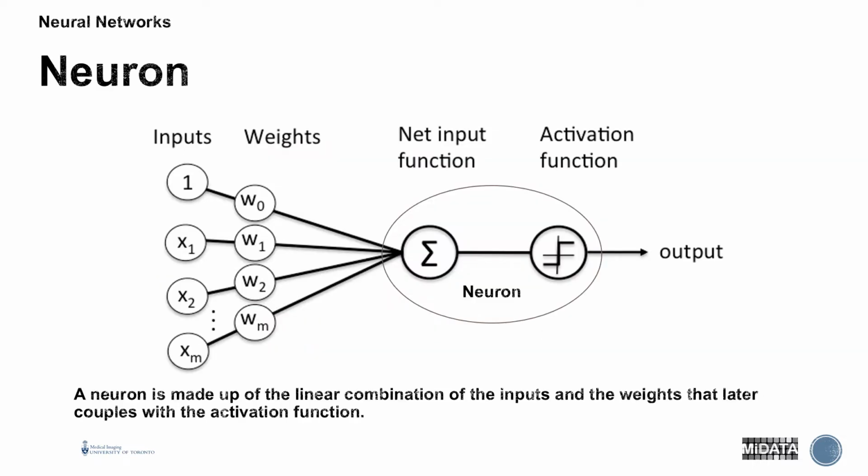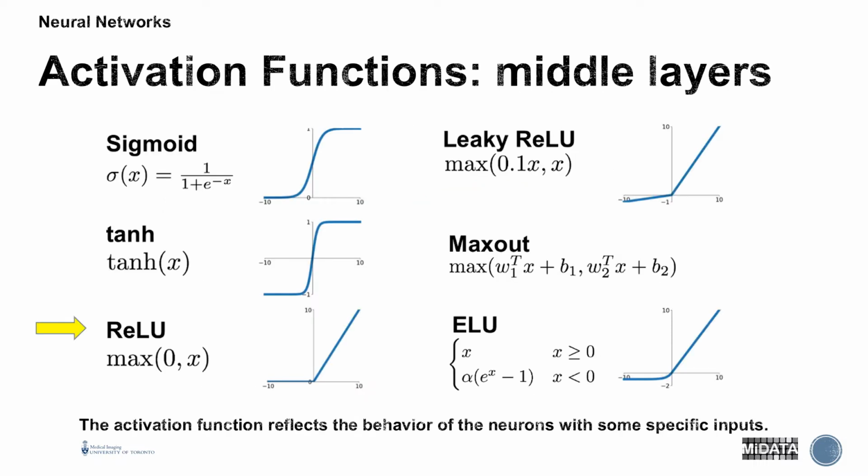Here's just a more detailed slide on a neuron or node, which is made up of the linear combination of the inputs and the weights that later couples with the activation function. So what about those activation functions? They basically reflect the behavior of the neurons with respect to specific inputs. And if you consider the activation functions that will exist in the nodes in the middle layers, here are 6 examples of these possible functions. There's a nice figure to show you the relationship.